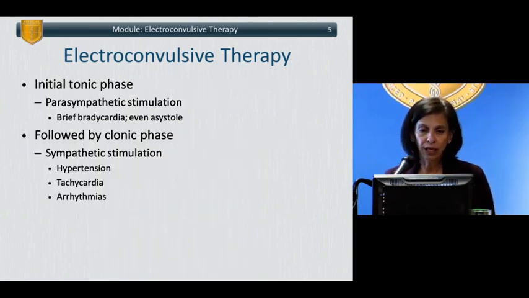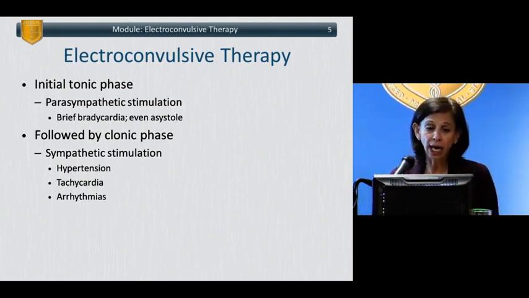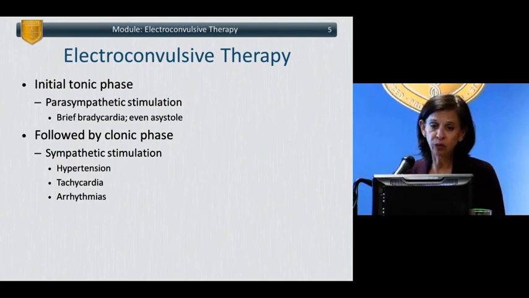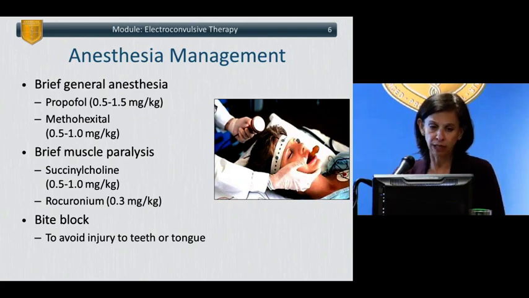So with ECT, this electrical stimulation, which is applied to the brain, induces an initial tonic phase, which is associated with parasympathetic stimulation. There's usually brief bradycardia and even sometimes asystole. This is followed by a clonic phase. So the tonic phase is when they just get stiff, and the clonic phase is when they start to shake or jerk. And the clonic phase is associated with sympathetic activation and stimulation, which results in hypertension, tachycardia, and arrhythmias.